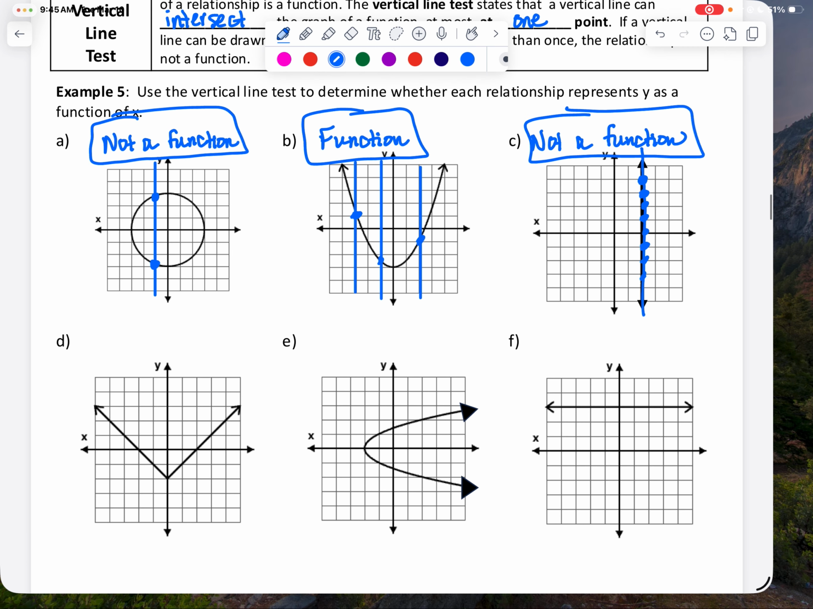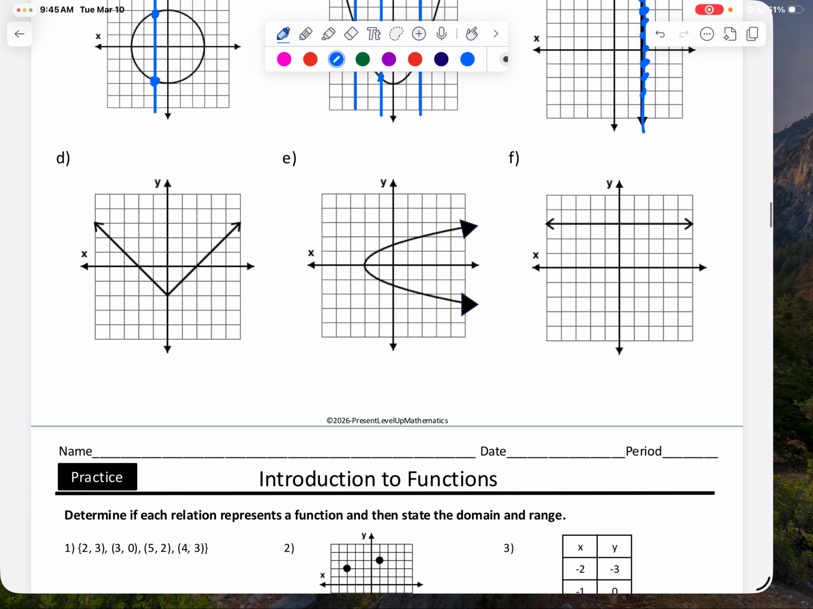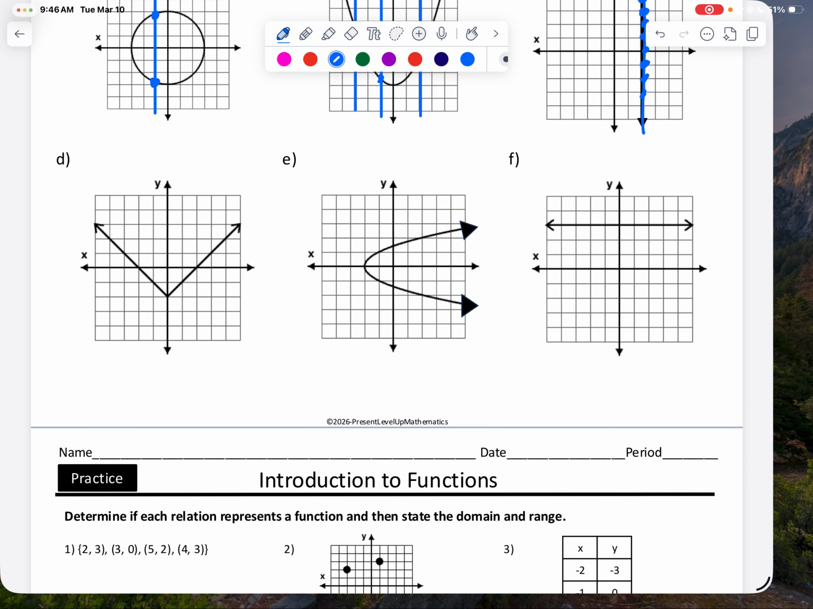All right, now what I'd like you to do is pause the video and try problems D, E, and F on your own. All right, welcome back. Let's see how you did. On problem D, I drew a vertical line and it only intersected one time, so I said that D was a function. All right, problem E. I drew a vertical line. It intersected 2 times, so not a function.